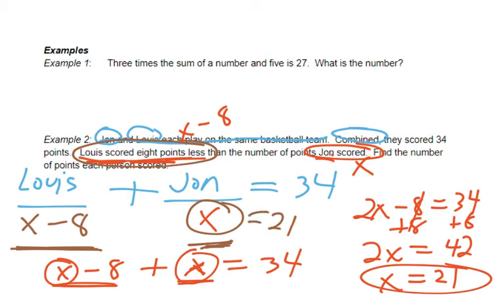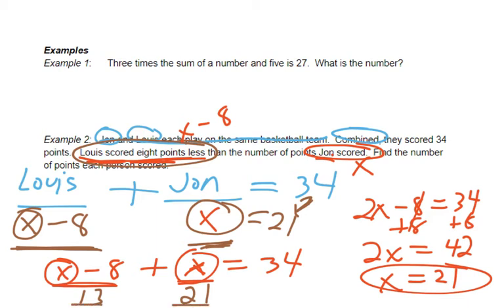And to find Lewis's, I could put 21 right here. 21 minus 8 would be 13. Or I could just subtract 21 from 34 to get that 13 as well. So John scored 21 points, and then Lewis scored 13 points. And if you add those up, you get 34.